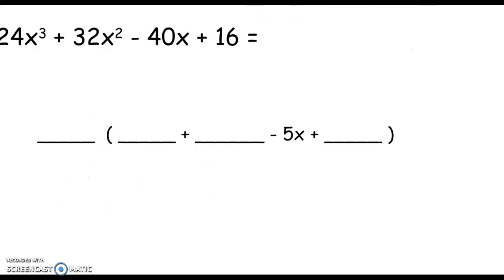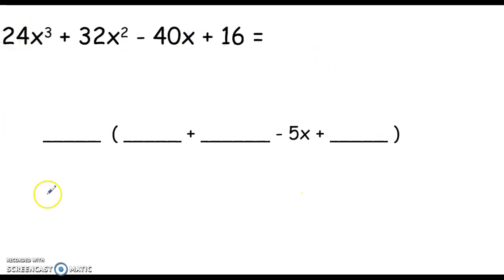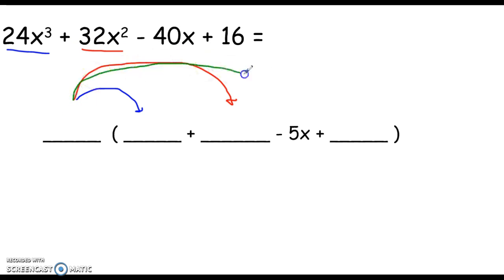So these are the types of problems that we're going to be doing. This one is the same idea, except you're missing what's in front now. Something times this term is 24x cubed. Same something in front times this term is 32x squared. And this times negative 5 is negative 40x. Well, that's one that I can figure out.